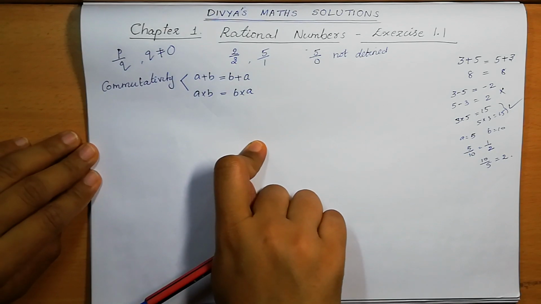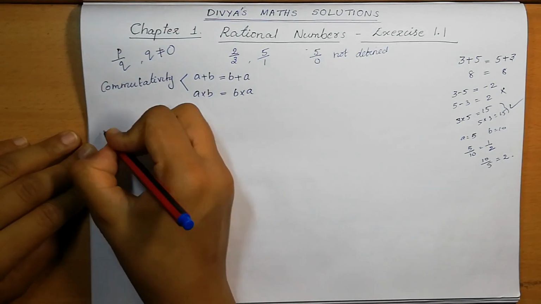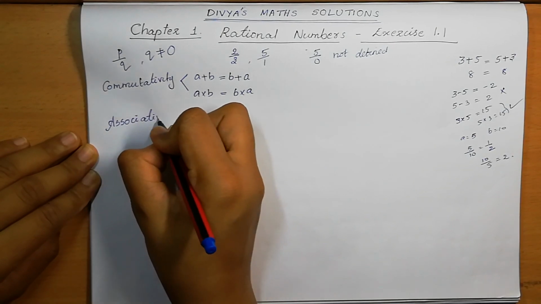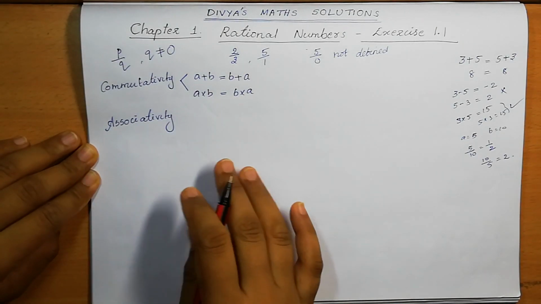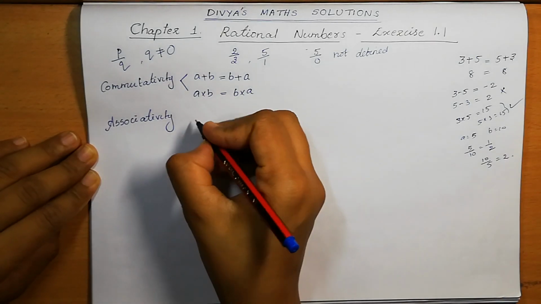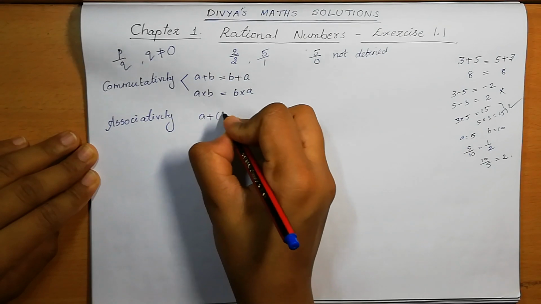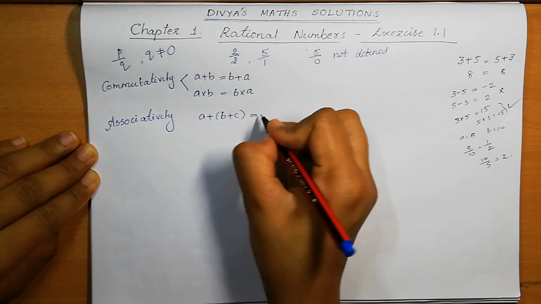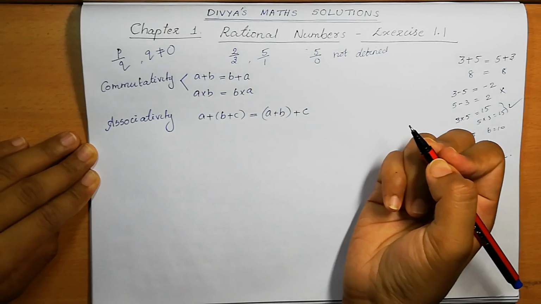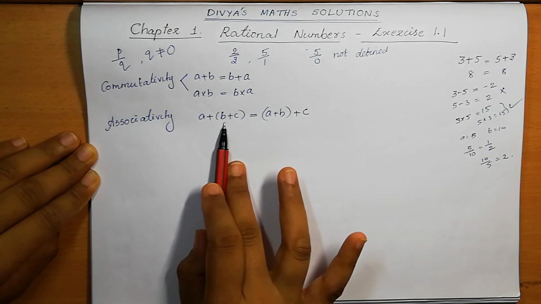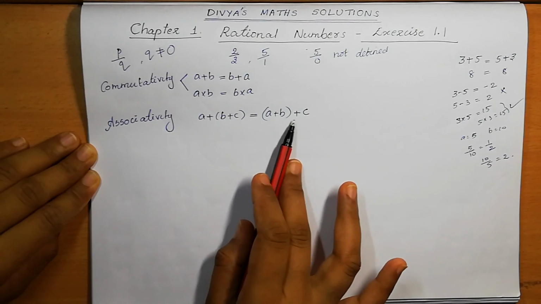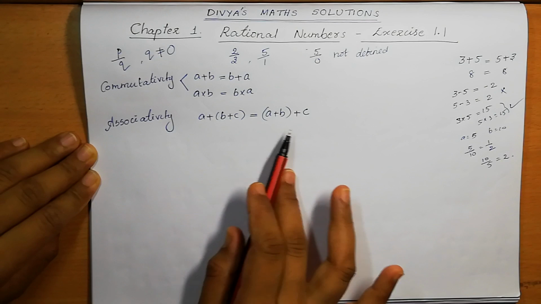Next, associativity. Associativity means we apply this property for three numbers. Take the numbers as a, b and c. So we can write a plus (b plus c) equal to (a plus b) plus c. First we add b and c, and that answer we add to a. Here we add a and b together, and that answer we add to c. Anyway, the answer is the same.